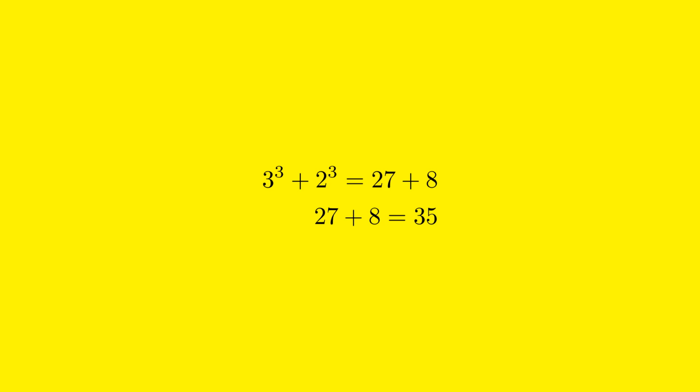So, the final simplified result of the expression 3 raised to the power of 3 plus 2 raised to the power of 3 is 35.